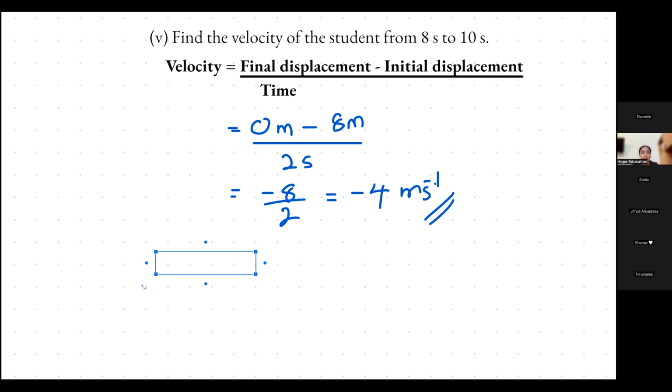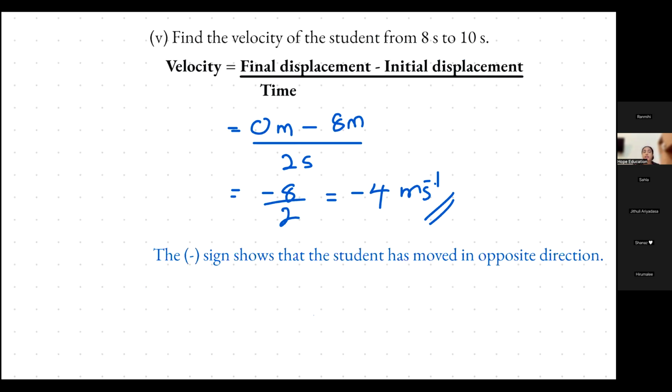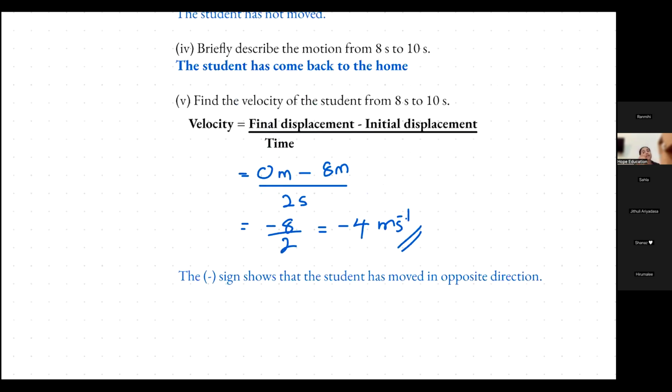Therefore, let's write here: the minus sign shows that the student has moved in the opposite direction. Always, when a minus sign comes in velocity, the values are in the direction opposite to the direction we consider. All good? Is it clear? Anybody has any questions?